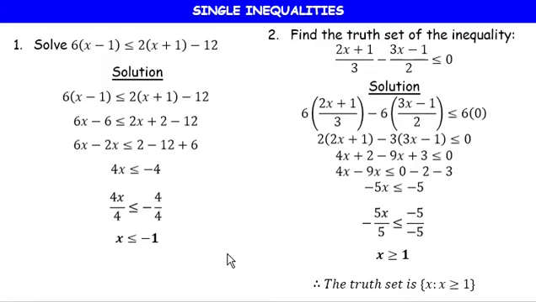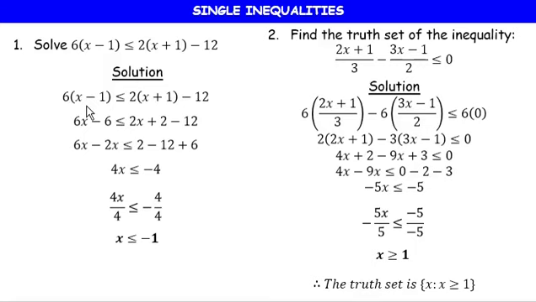Okay, so we have to solve this inequality. So let's look at the single inequalities, right? We have 6 into bracket x minus 1 less than or equal to 2 into bracket x plus 1 minus 12, right? So like we said, the first thing you have to do is to expand all the brackets.